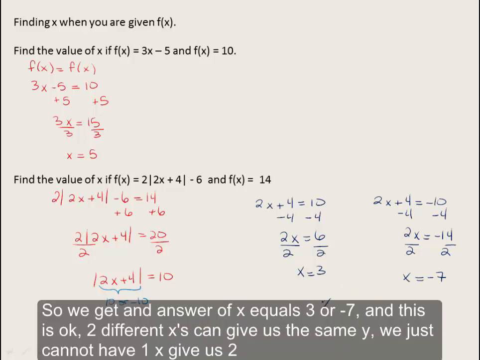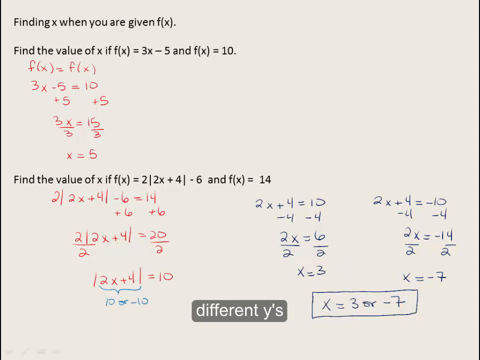So we get an answer of x equals 3 or negative 7, and this is okay. Two different x's can give us the same y. We just cannot have one x give us two different y's.